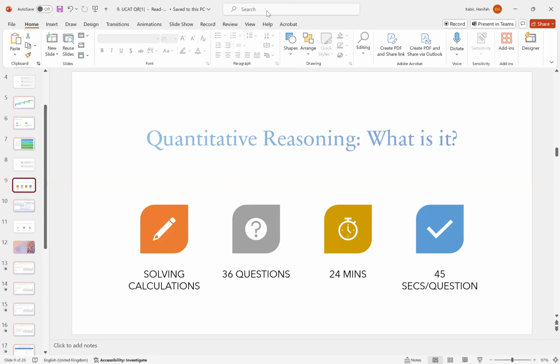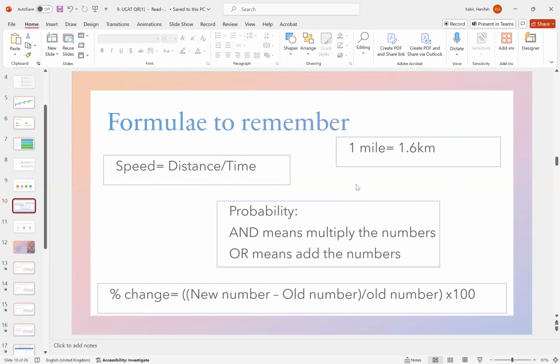Okay, so a couple of formulae to remember: speed equals distance over time, and 1 mile is 1.6 kilometers. With probability, this is an important one. If I ask you what's the probability of rolling a six and a three, you have to multiply the numbers. The reason is that when you multiply numbers below one, essentially decimals below one, the number gets smaller, right?